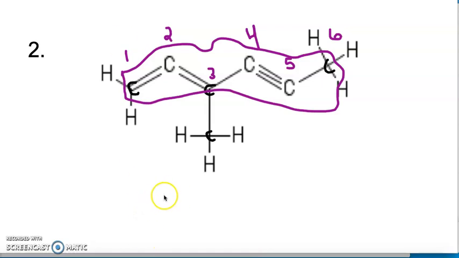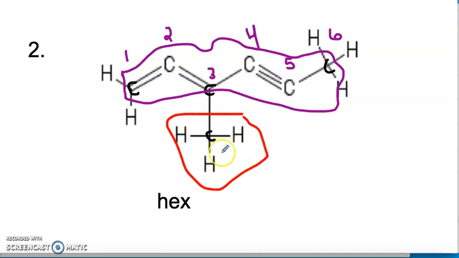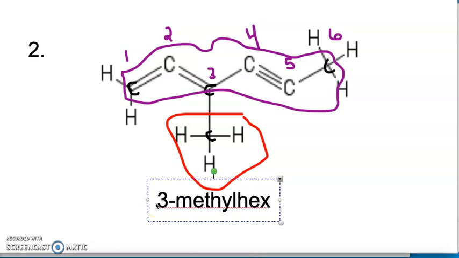Okay, so again, when we're coming up with a name, we have 6 carbons, so we know that our root is going to be hex. Okay, we only have one side chain, right? We have this side chain right here. It only has 1 carbon in it. That means it's a methyl. Because it is attached to carbon number 3, our prefix is going to be 3-methyl. So we have 3-methyl for this, hex for this.